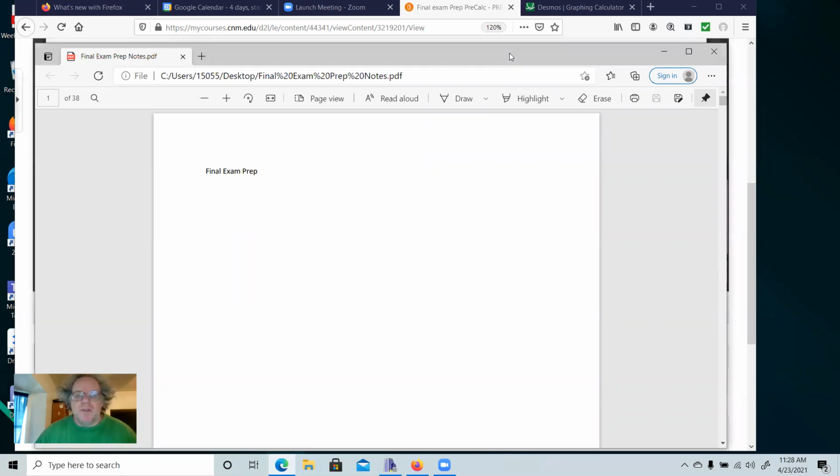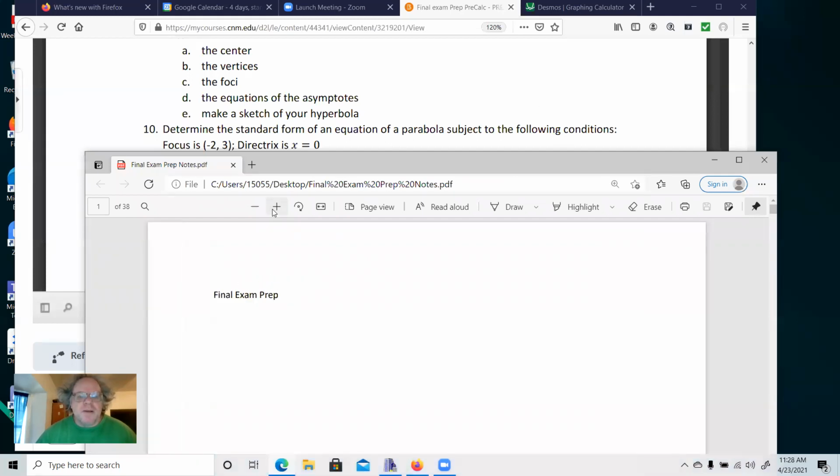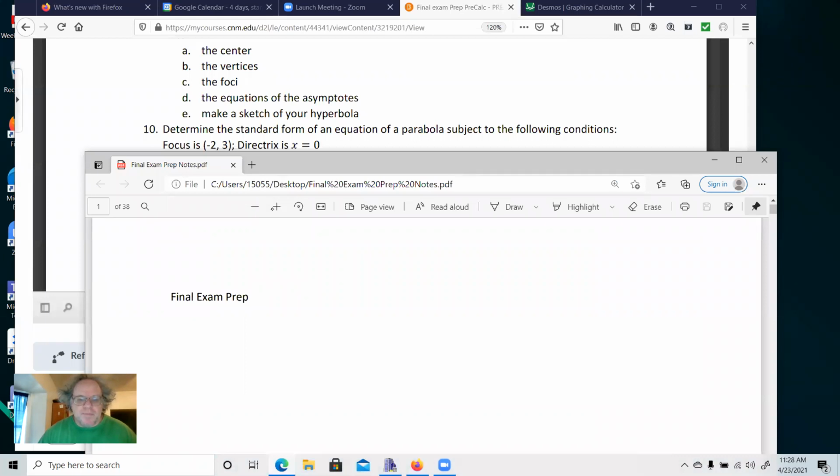I don't want that. I want this one. I want my focus. Let's go ahead and zoom in a little bit. We want the focus at (-2, 3), and we have a directrix. Funny word to spell, isn't it? x equals 0. All right.